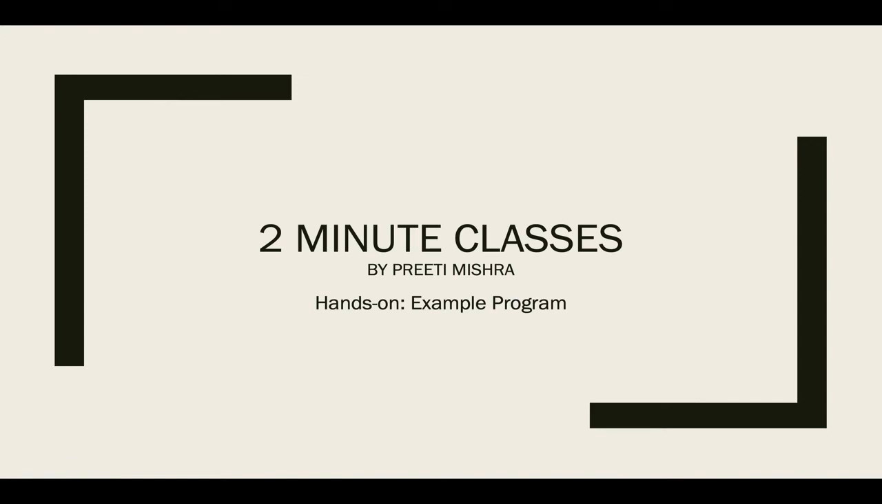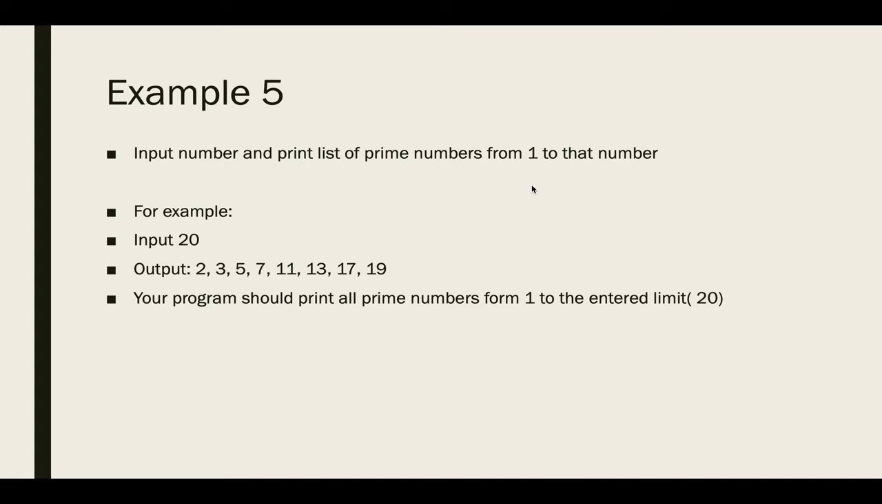We will discuss a hands-on example of nested loops in this video. So the problem is you have to input a number and print the list of prime numbers starting from 1 to that number. For example, if you input 20, your program should print out all the prime numbers between 1 and 20, which are 2, 3, 5, 7, 11, 13, 17 and 19. So your program will print all the prime numbers from 1 to the entered limit.